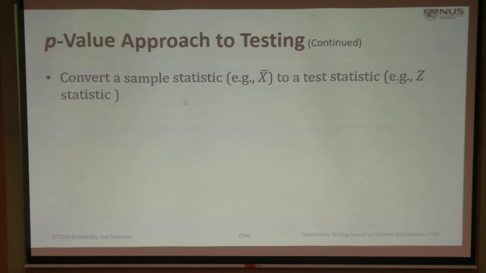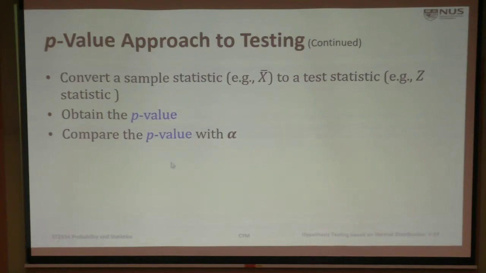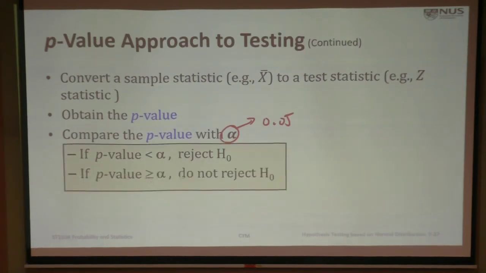All right, so we convert the sample to a test statistic, obtain the p-value, and then compare the p-value with alpha. What is this alpha? Remember, it's the level of significance. So we compare, let's say it's 5%. If the p-value is less than alpha, less than 5%, we reject the null hypothesis. If the p-value is greater than alpha, we do not reject the null hypothesis.